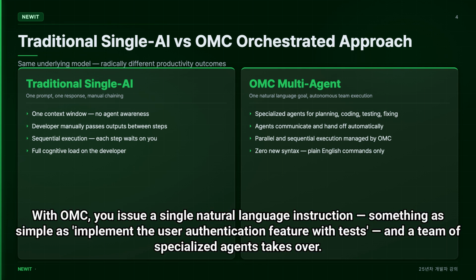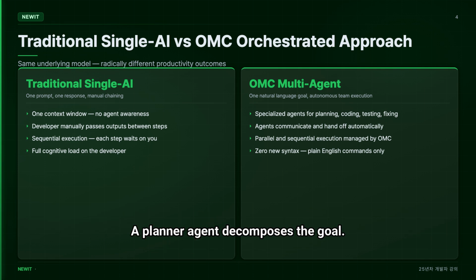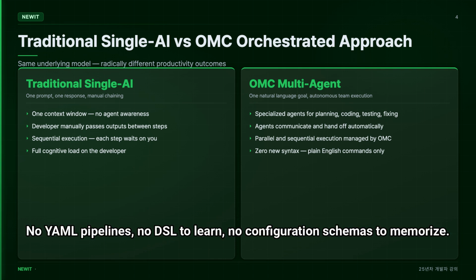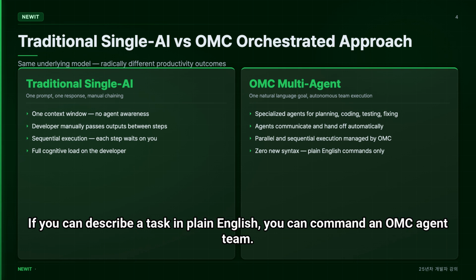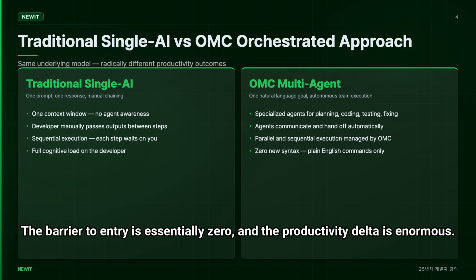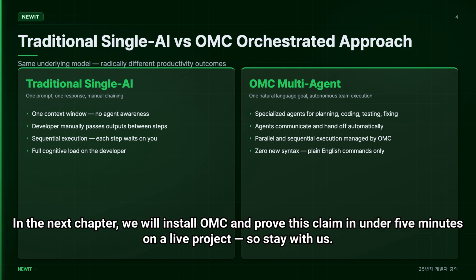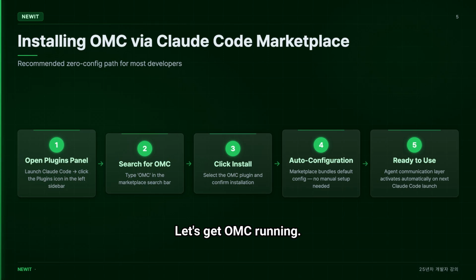With OMC, you issue a single natural language instruction, something as simple as implement the user authentication feature with tests, and a team of specialized agents takes over. A planner agent decomposes the goal, a coder agent implements it, a test agent validates it, a fixer agent handles failures. And critically, OMC requires zero new syntax. No YAML pipelines, no DSL, no configuration schemas to memorize. If you can describe a task in plain English, you can command an OMC agent team. The barrier to entry is essentially zero, and the productivity delta is enormous. In the next chapter, we will install OMC and prove this claim under 5 minutes on a live project, so stay with us. Let's get OMC running.